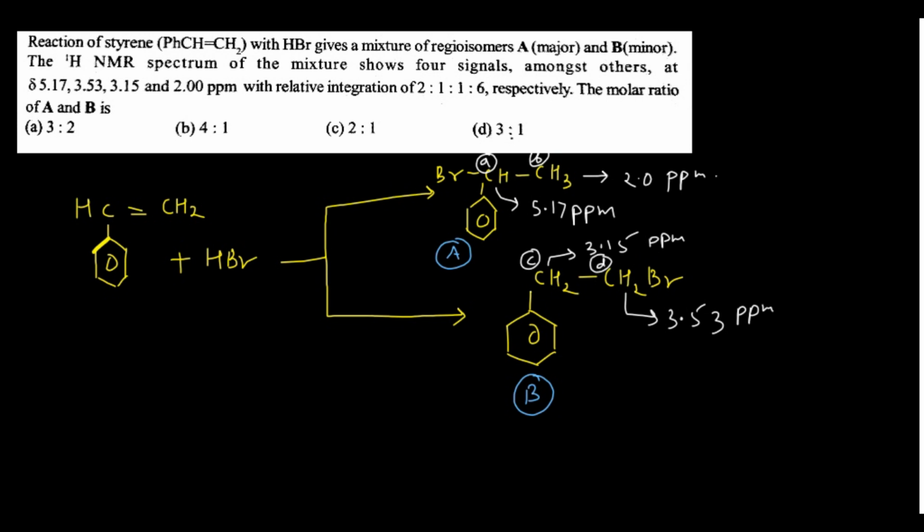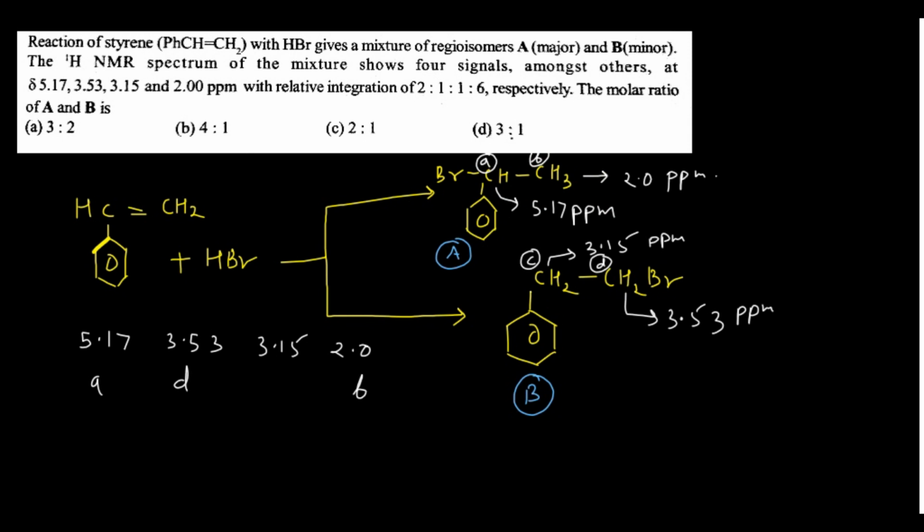So what I can do, I can arrange the chemical shift. You see, highest was 5.17, second was 3.53, third was 3.15, and this was 2.0. So this 2.0, guys, this 2.0 value is actually for type B proton. So I can write B here. Similarly, this 5.17 is for type A, so I can write A here. Similarly, I can write D for this one.